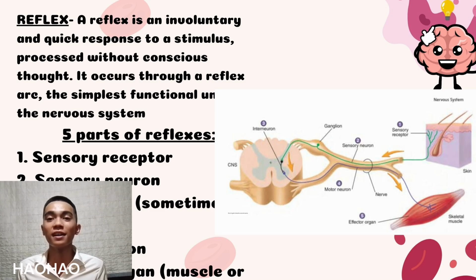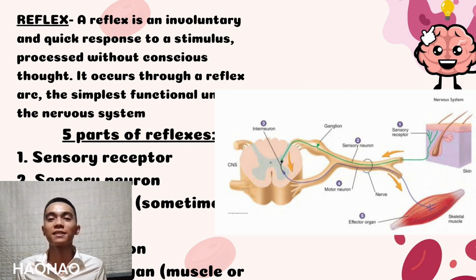A reflex is an involuntary and quick response to a stimulus, processed without conscious thought. It occurs through a reflex arc, the simplest functional unit of the nervous system. So there are 5 parts of a reflex, which is number 1, sensory receptor.